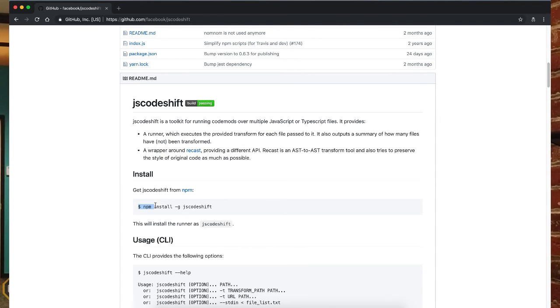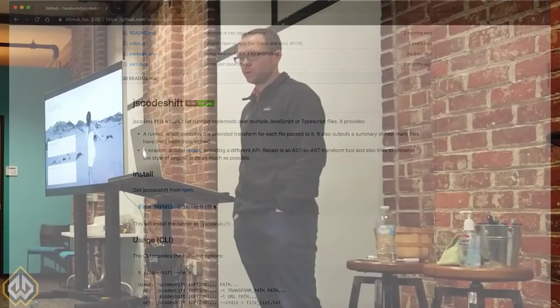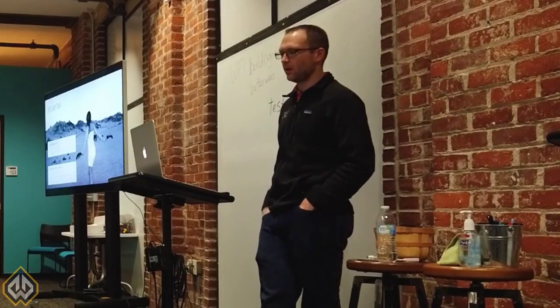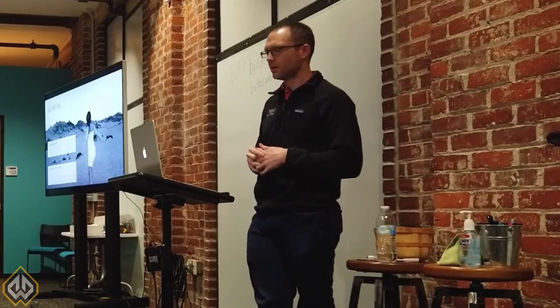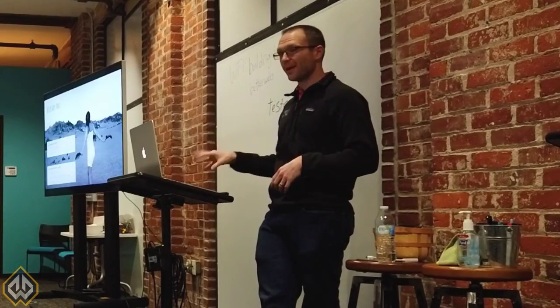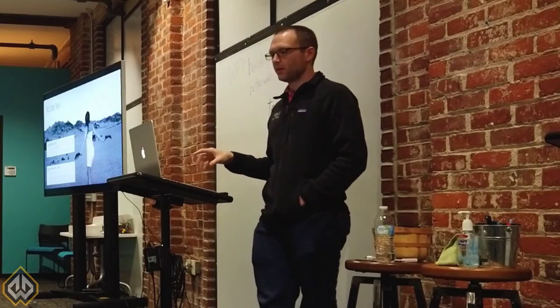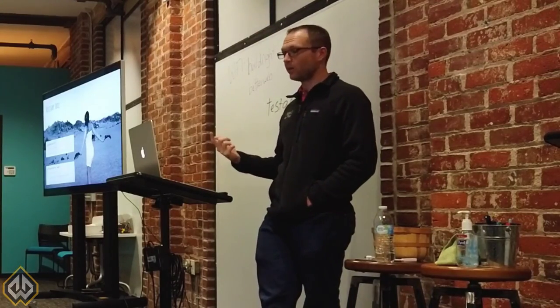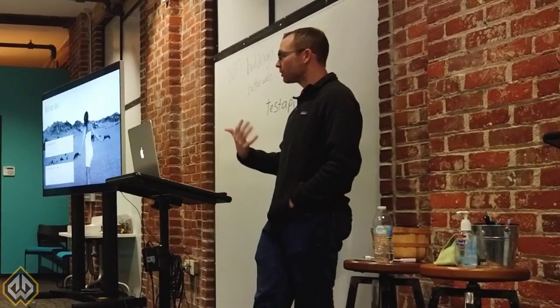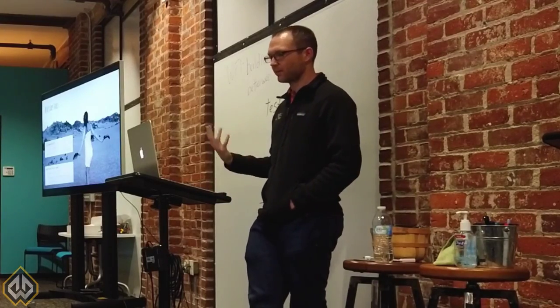JSCodeShift is a script runner, so you give it your Codemod, and then it handles all the bootstrapping of loading up all the source files that you want to modify. It tears through them, opens up the source, and then throws them at your Codemod script. Your Codemod script only needs to worry about that one file, the source, and then you return the modified source after modifying the abstract syntax tree. And then JSCodeShift takes care of writing it back out to the file on your file system.